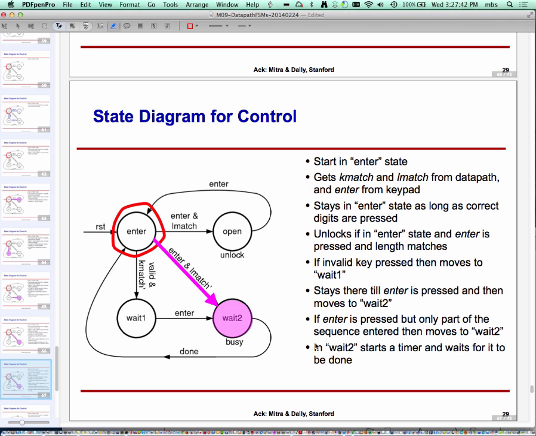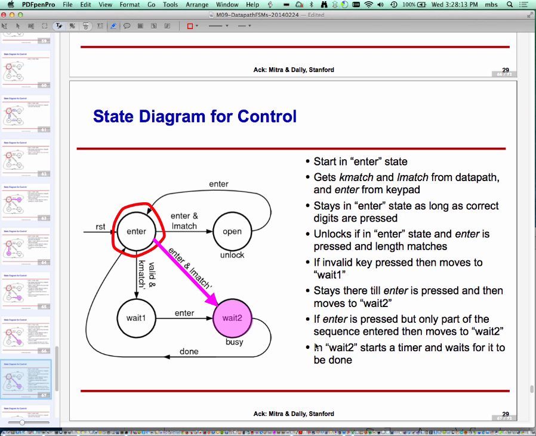So there are a lot of assumptions that you'll have to make intuitively. Some stuff we know, like matching keys, counting keys, those sort of things are best done in the Datapath. We'll assume the Datapath is capable of doing it, and then as we design our controller, we make some assumptions about what kind of signals are coming to us, and what signals we are sending to it. So in this case, the Datapath is sending me K-match, L-match, and all, and I'm telling the Datapath to run the timer.